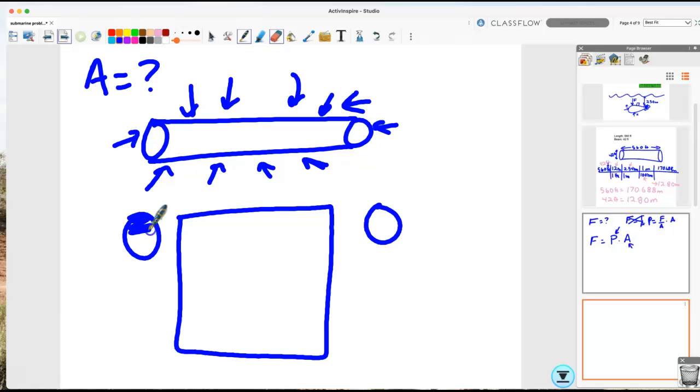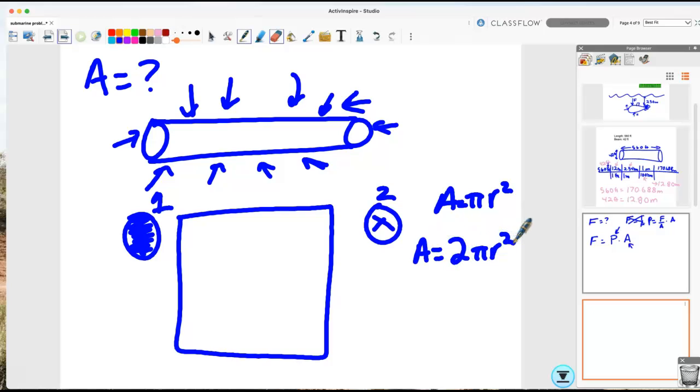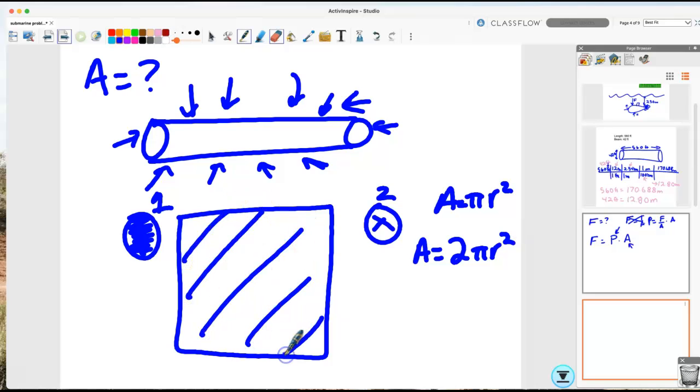So I need to find the area of a circle. And isn't the area of a circle pi r squared? But I have two of them. So that area should be 2 pi r squared, because I need to double it. Then I need the area of this tube. Well, this is just the length, isn't it? And didn't we say that length was 170.688 meters. So there's the length.